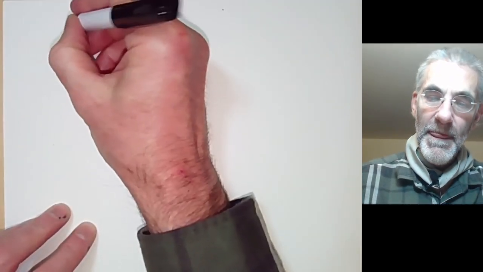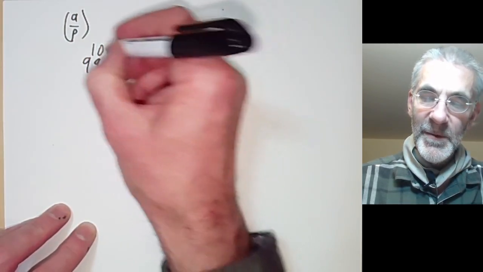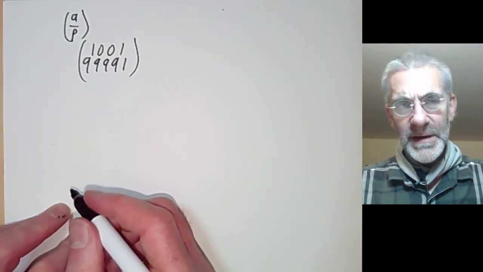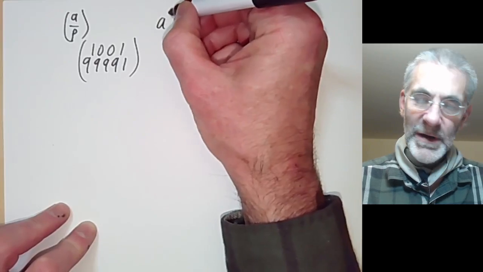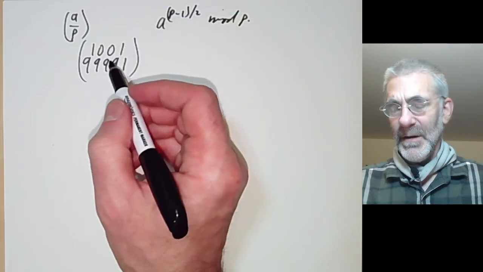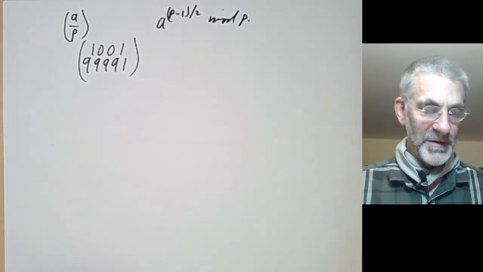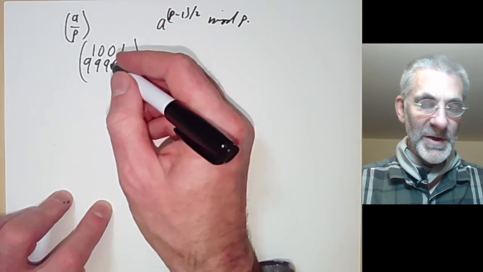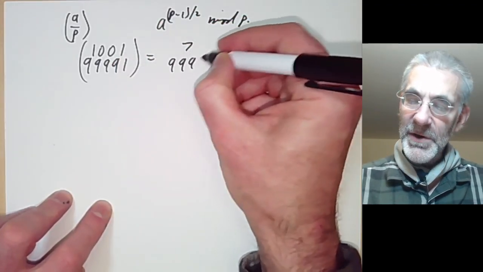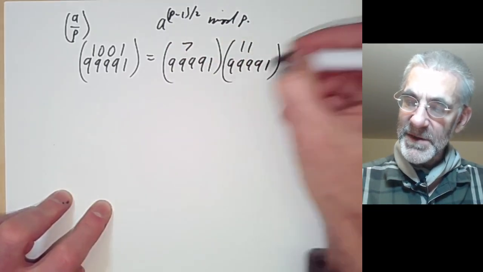Now I'll show how to use the law of quadratic reciprocity to work out the Legendre symbol. So let's try and work out (1001/99991). I said we could do it using Euler's method. You can work out a to the (p minus 1)/2 modulo p, and that would be a pretty unpleasant calculation to do by hand on this example, although it would be fairly fast on a computer. But if you're working by hand, it's much easier because, as everybody who does mental arithmetic knows, 1001 is 7 times 11 times 13.